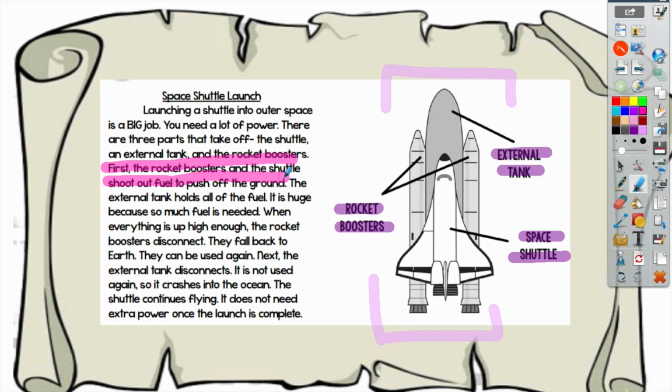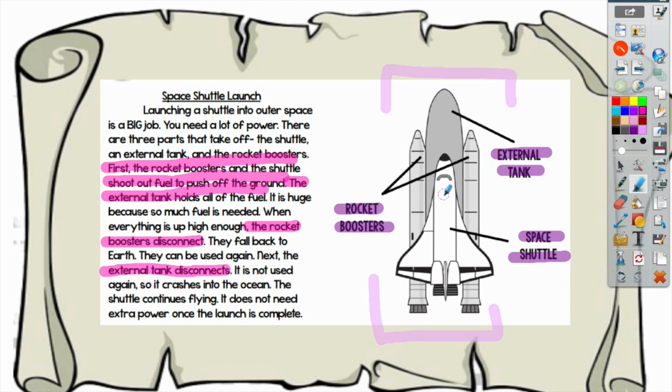Another piece of important information that they mention is that the external tank holds all of the space shuttle's fuel. One last piece of information that they mention that I think is important is that whenever it is high enough, the rocket boosters disconnect as well as the external tank. So those both come off of the space shuttle. So in the end, just the space shuttle is in space.